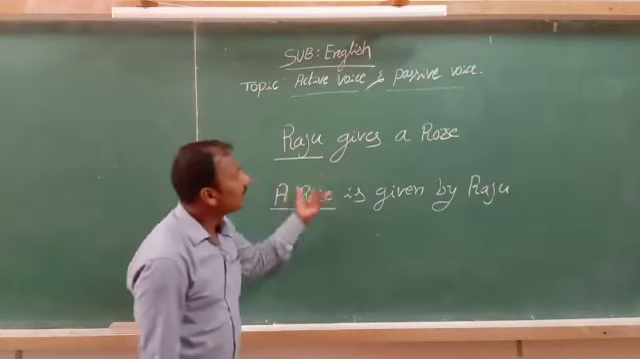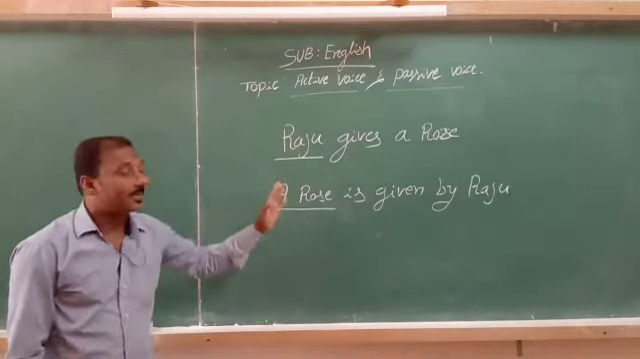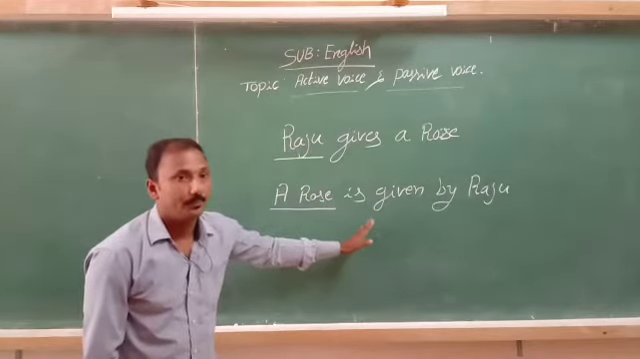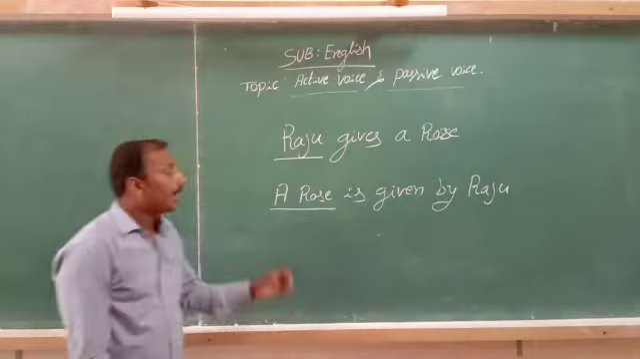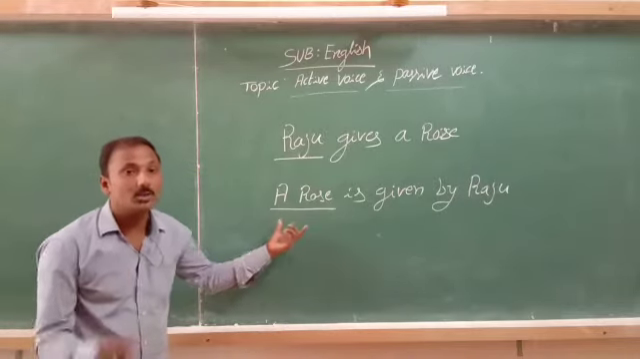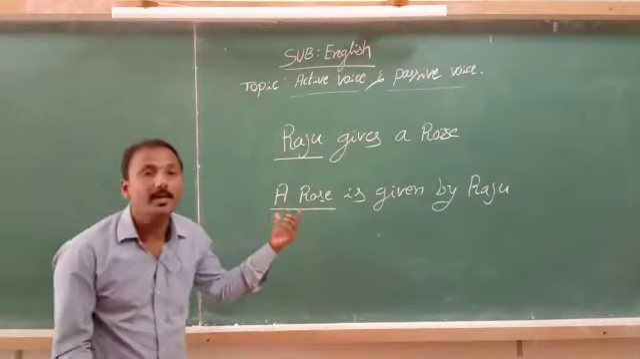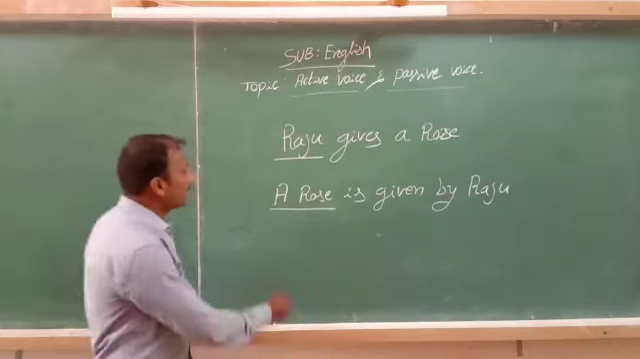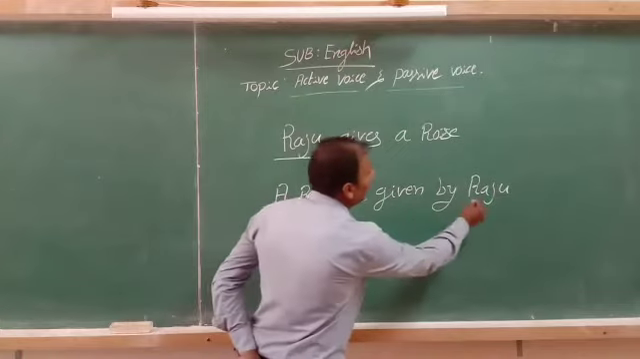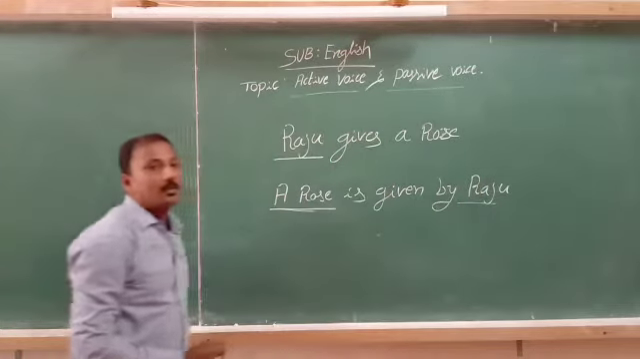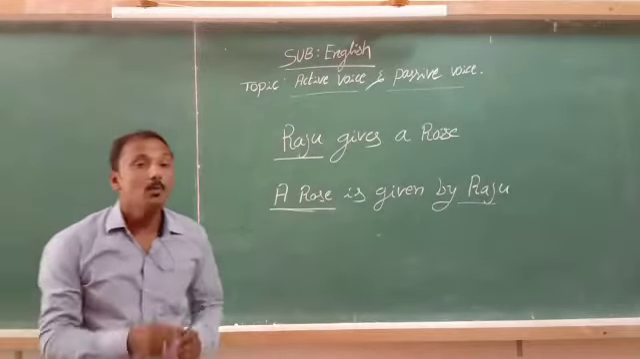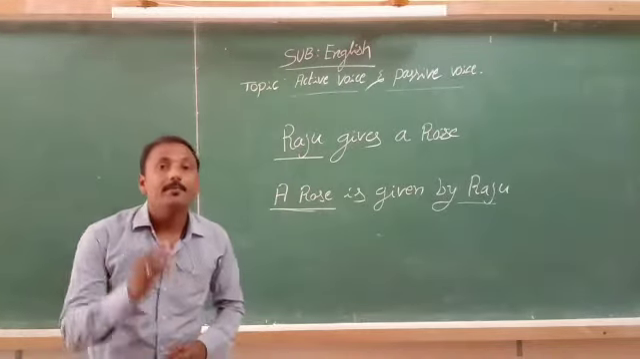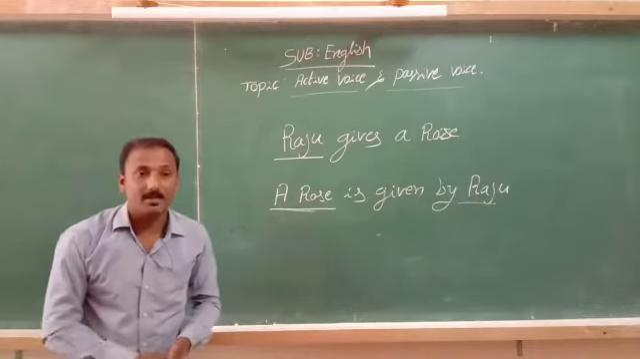Observe this, these are the steps of how we change an active sentence into passive. In a passive sentence, what is done to the subject becomes more important than what does the action. The sentence: a rose is given by Raju. Now we come to how to change an active sentence into passive. There are very easy 5 steps.